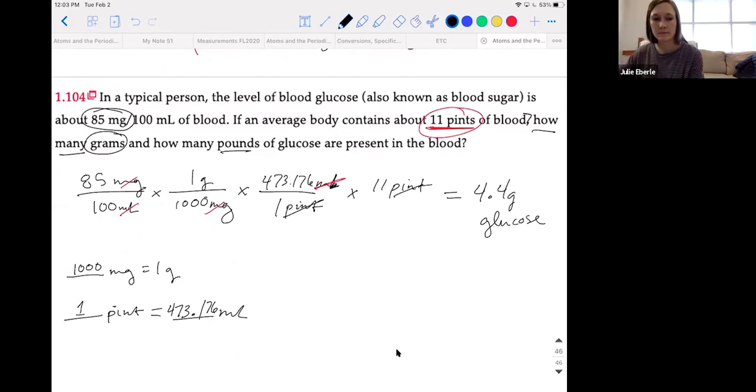All right. Now, this number does not seem like a lot, but considering that one molecule of glucose weighs like nanograms, this is tons and tons and tons of glucose, okay? So, how many pounds of glucose are present in the blood? You do not have to rework the whole problem. Don't do that. Just take 4.4 grams and convert to pounds.